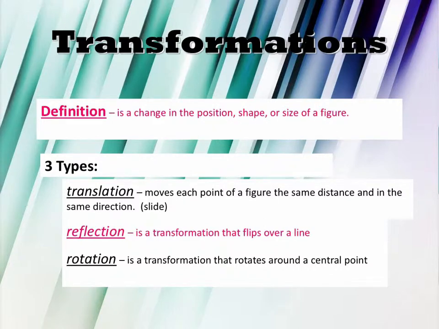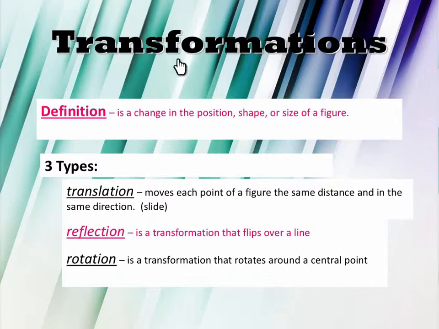We're going to discuss transformations, and there are 3 types. The first one we're going to go through in this video is translation. A translation moves each point of a figure the same distance and in the same direction. We can call this a slide. Reflection is a transformation that flips over a line, and we're going to focus on vertical and horizontal lines and then maybe practice with some slant lines. And then we're going to do rotation, and rotation is a transformation that rotates around a central point.